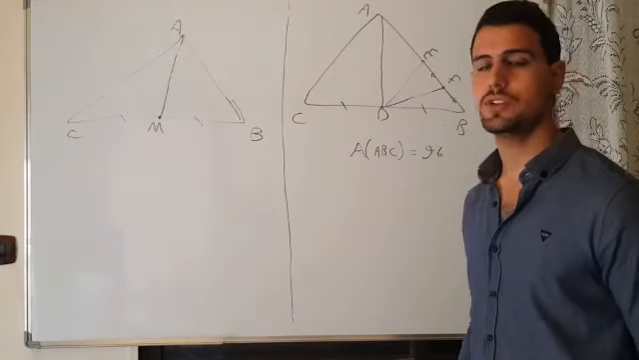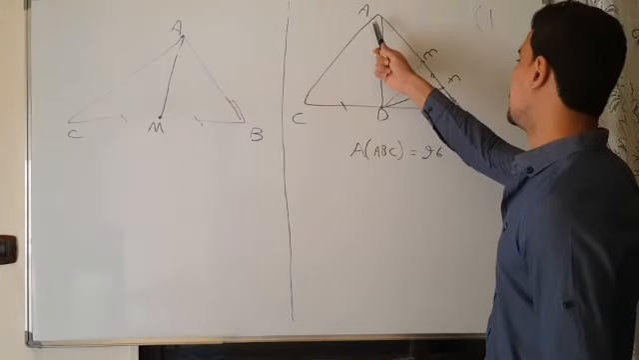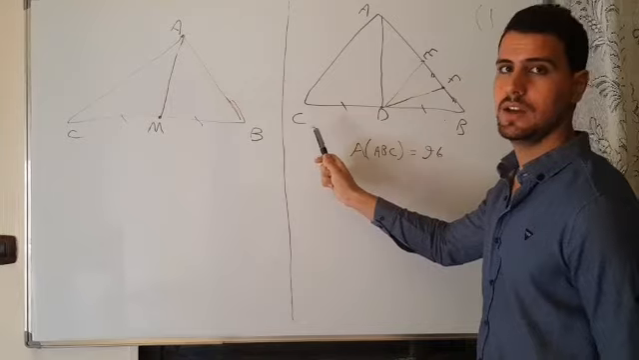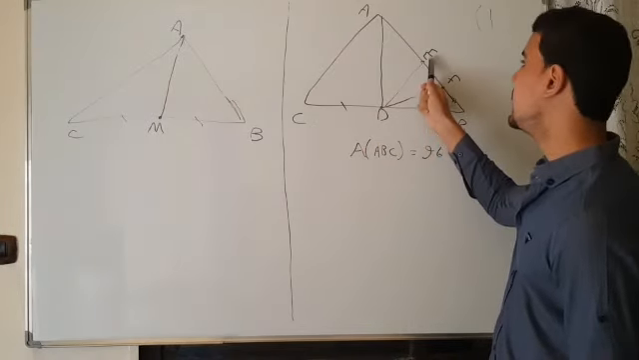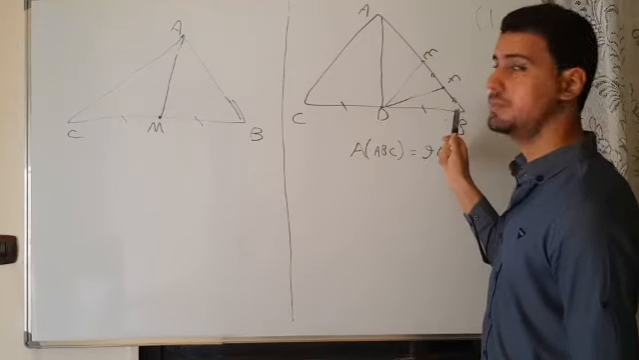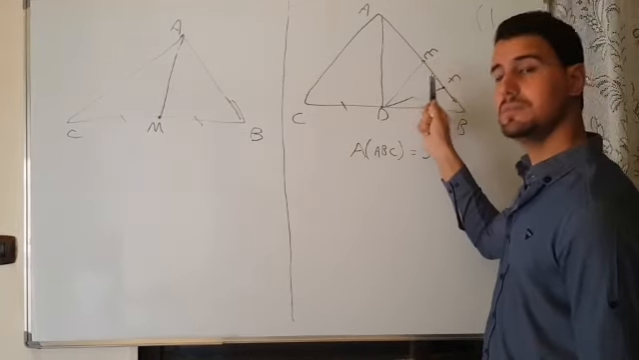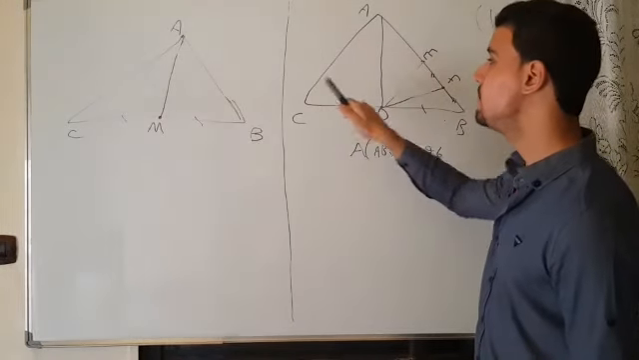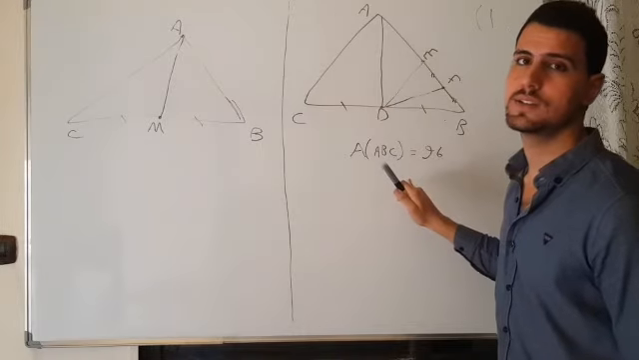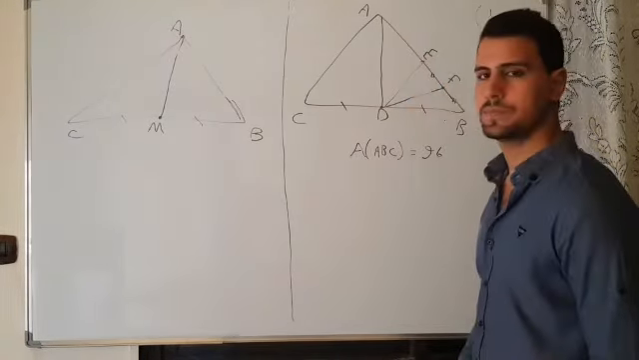It's going to be geometry, an easy one as promised. We have a triangle ABC with D the midpoint of BC. Also, E is the midpoint of AB. F is the midpoint of EB. Now, given that the area of the triangle ABC equals 96, they're asking for the area of AFD.